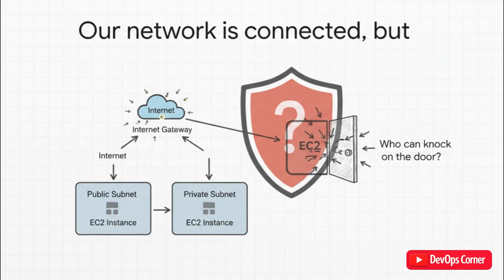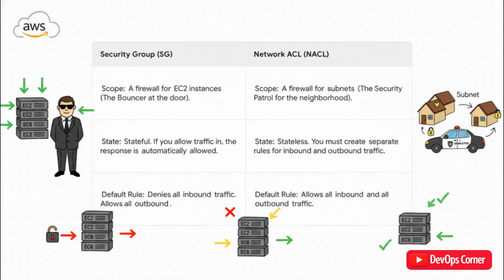But connectivity without security is, well, it's a disaster waiting to happen. We need firewalls. We have to control who is allowed to even knock on the door. So AWS gives us two layers of security here, and understanding the difference is absolutely crucial. First, you have security groups. Think of these as the bouncers at the front door of each individual server.